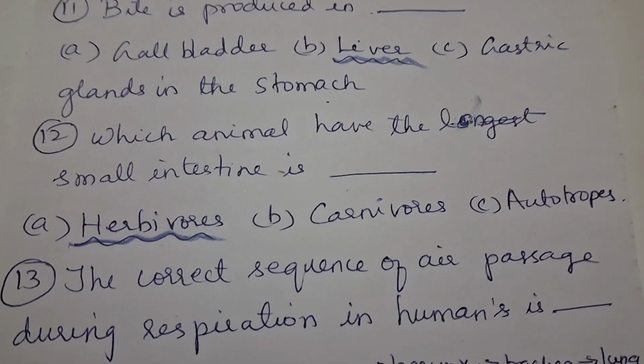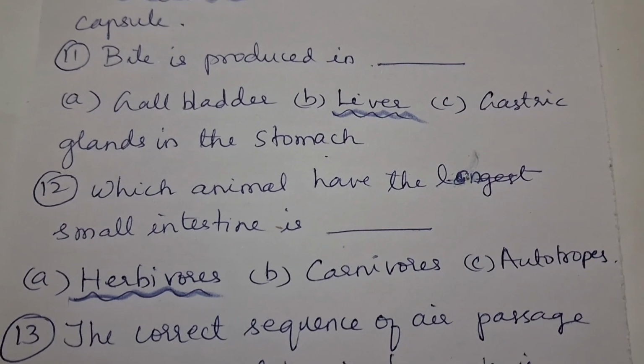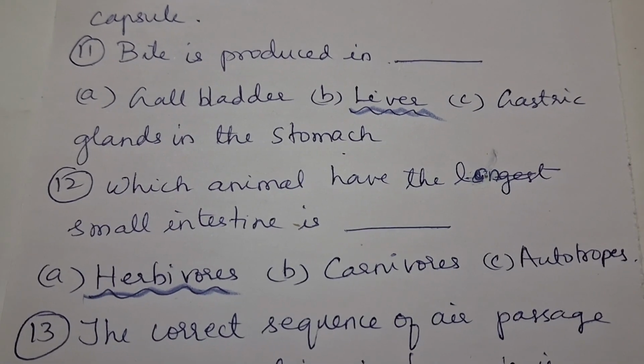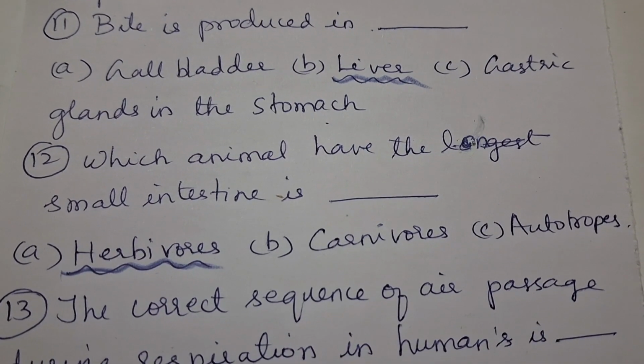Which animal has the longest small intestine? So it is herbivores, carnivores and autotrophs. So the answer is herbivores. So herbivores have the longest intestine.